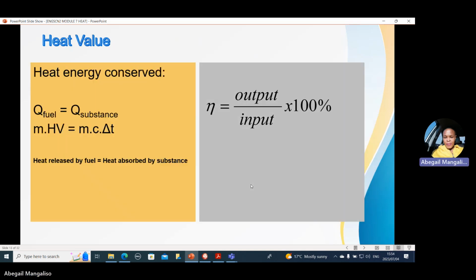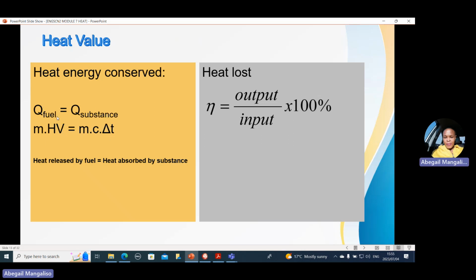Law of conservation of energy, or law of conservation of heat. In the previous video, it was conservation of energy between substances, where we said Q lost is equal to Q gained. Now, the conservation of energy can happen between a fuel and a substance. Let's say you have coal that is used to heat up water. The heat released by the coal will be absorbed by the substance. If energy is conserved, there are no losses, so this side will be equal to this side.